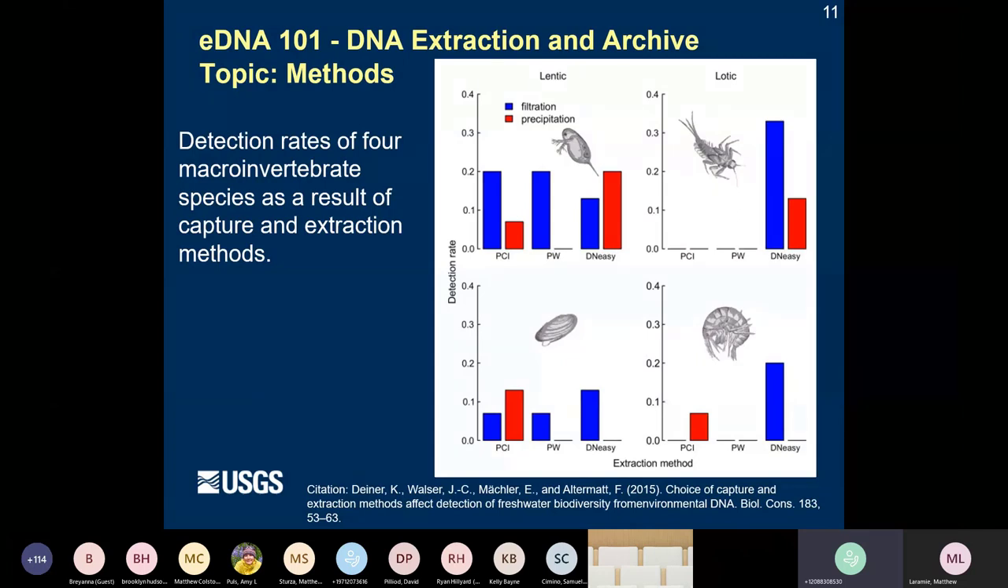Studies have also shown that these same types of differences exist not just across different species, but also across different habitat types. You can imagine a combination that performs really well in the crystal clear headwaters of a trout stream might perform differently in a giant turbid river like the Mississippi or in brackish wetlands. These are just some of the reasons why it's so difficult to recommend to someone a single standardized protocol for all eDNA work. And this is an idea we're going to come back around to as well.